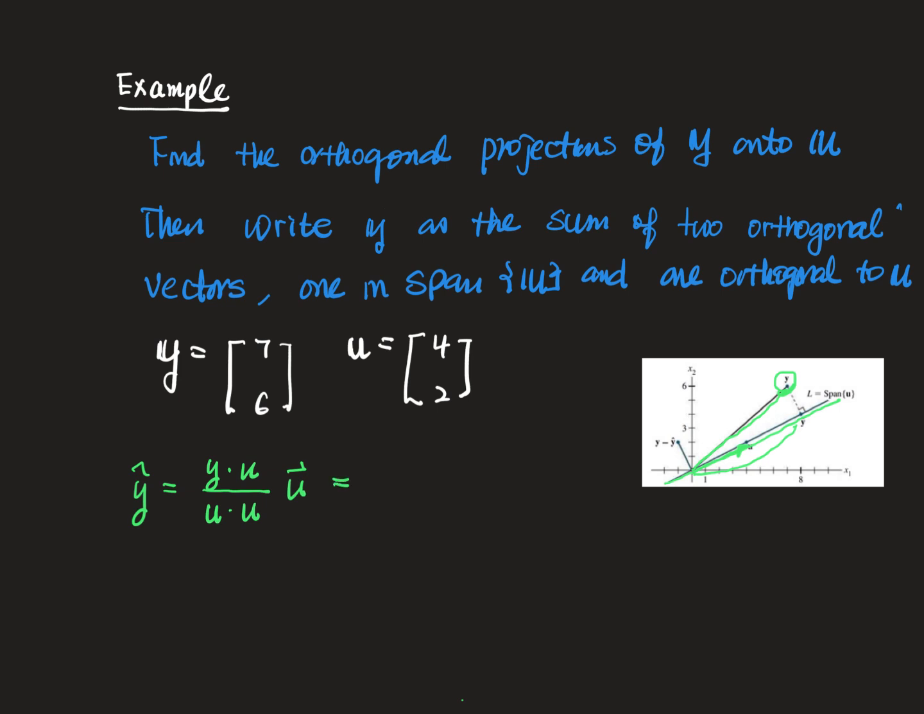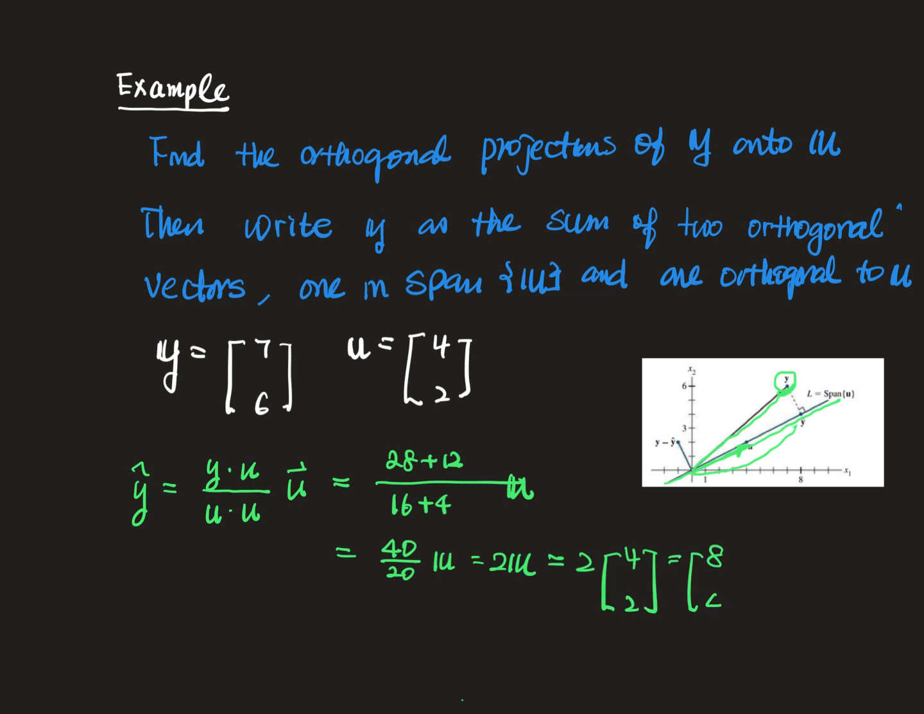So let's calculate this one. That's 28 plus 12 over 16 plus 4, times the u vector. You find the scalar value. That's 40 over 20 times the u vector. That's going to be 2u, twice as long as the original u vector. So what is the y hat orthogonal projection vector going to be? 2 times the u vector, 4 and 2. That's going to be 8 and 4.